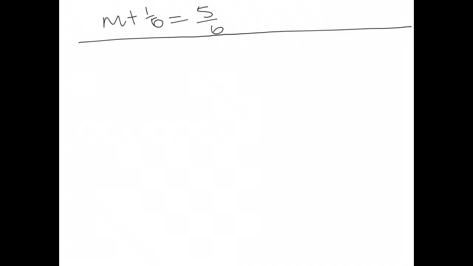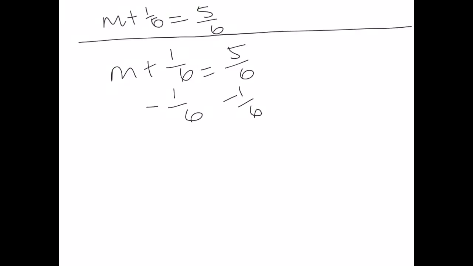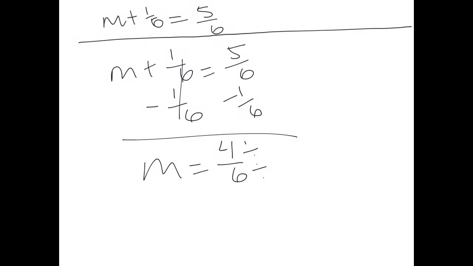To do this problem, first you would have m plus 1/6 equals 5/6. You have to subtract 1/6 from both sides, and that cancels out, so that's just left m. 5/6 minus 1/6 is 4/6, and you can simplify that. Divided by 2 equals 2 over 3, and that's your answer.